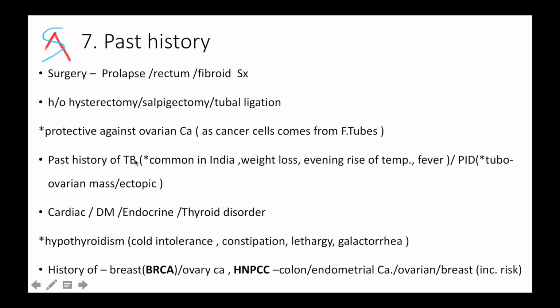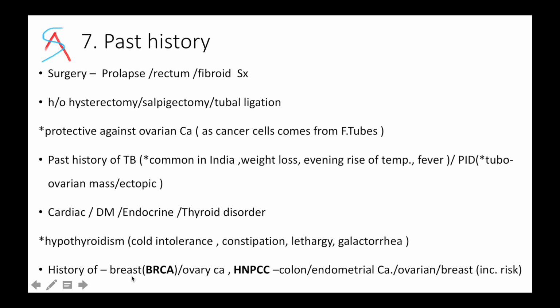Then you have to ask about any history of tuberculosis, which is very common in India. You have to ask about any history of pelvic inflammatory disease, which can present as a tubo-ovarian mass or an ectopic pregnancy. History of any cardiac or diabetes or endocrine or thyroid disorder. Generally in hypothyroidism, you have to ask about cold intolerance, constipation, lethargy or galactorrhea.